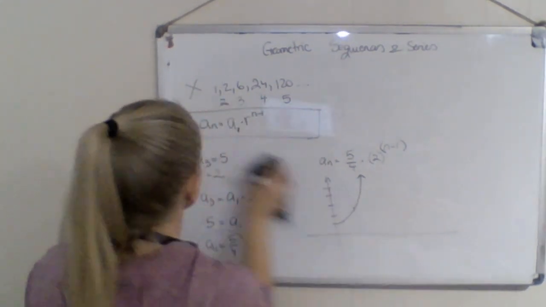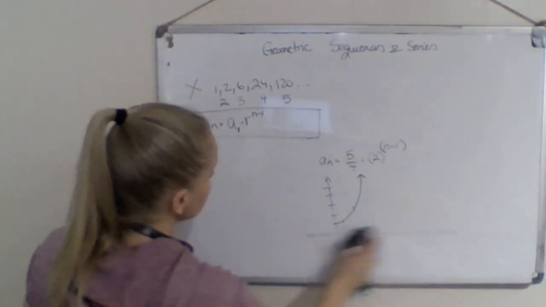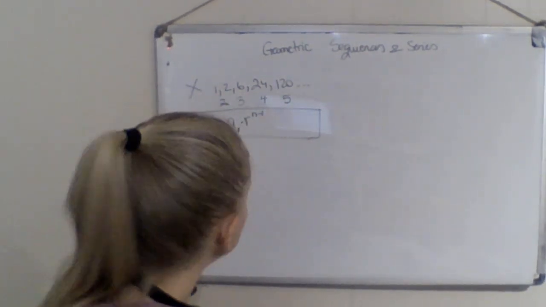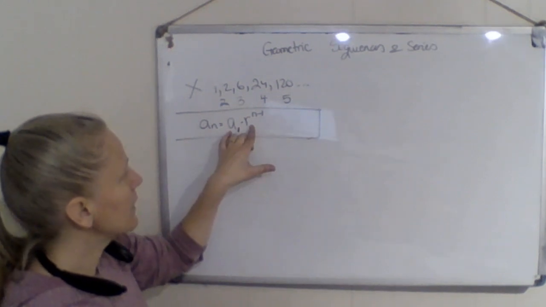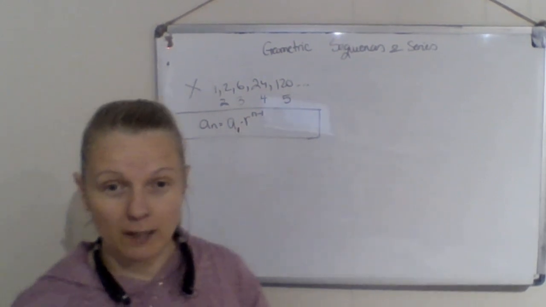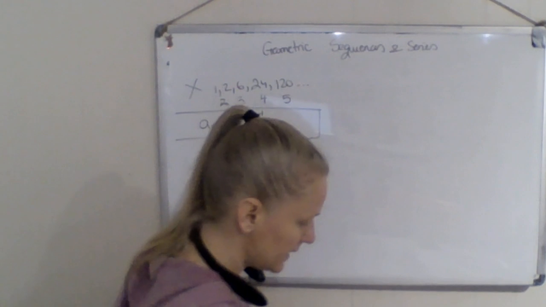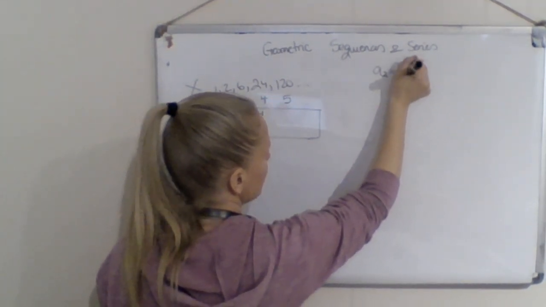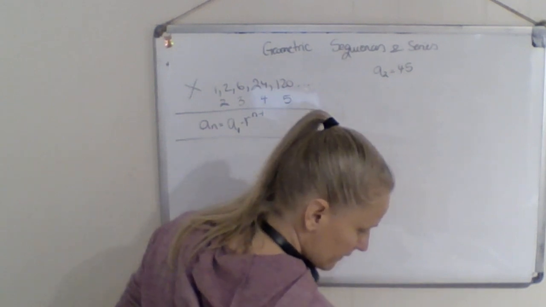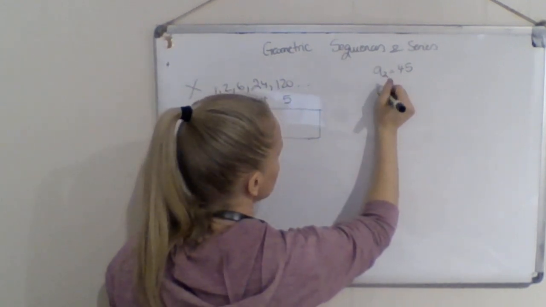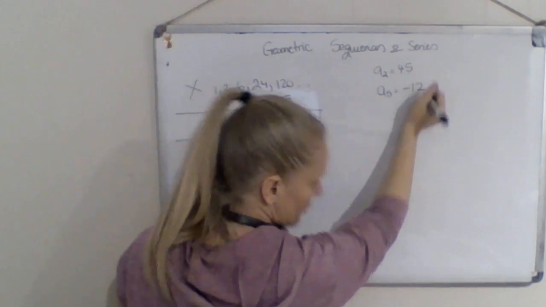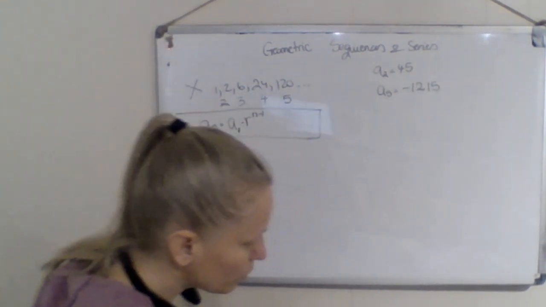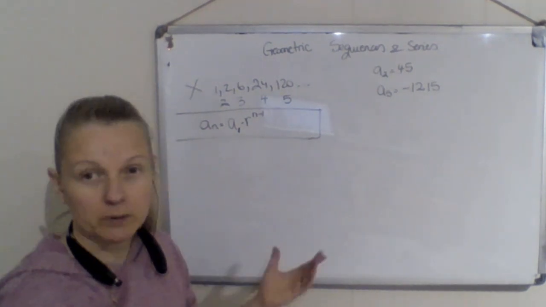Example 3 plays the exact same way, but it's a little bit more crazy numbers, okay? Because now they don't give you either one of A1 or R. They just give you 2 random terms and you need to come up with a solution. They say this. A2 is 45 and A5 is negative 1215. And they want to find the rule for the nth term. What would that rule be?